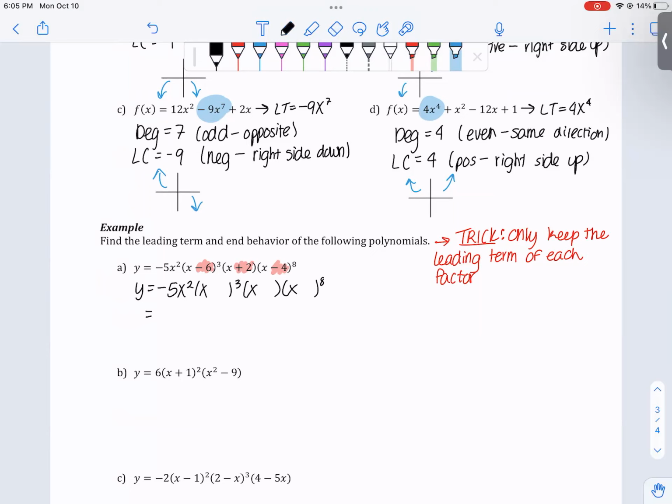What you're left with is negative 5 x squared, x, well, this is really x cubed, x, and x to the 8th. You would add up all these exponents. 2 plus 3 is 5, plus 1 is 6, plus 8 is 14. I get negative 5 x to the 14th. That is my leading term.